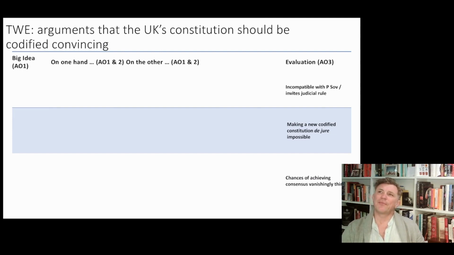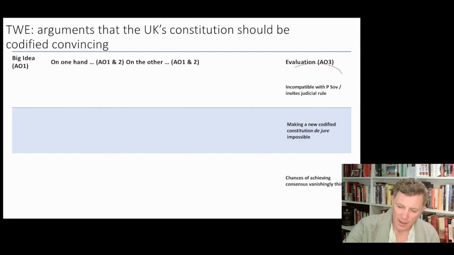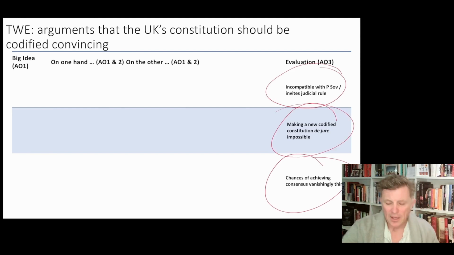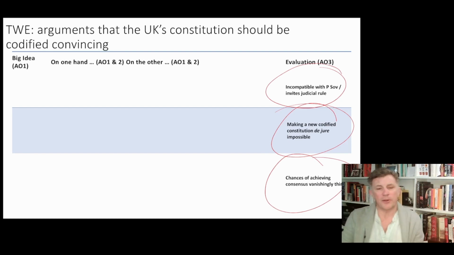Now, here's a huge, great amorphous topic. And when I get to a huge subject like that, something I will often do is I'll work backwards. I'll start with the points I want to make. So I'll think about, okay, what are the points here that I want to make? Well, on one hand, if we have a written constitution, then that's incompatible with parliamentary sovereignty and it invites judicial rule. And those of you who are doing the United States will know all about that.